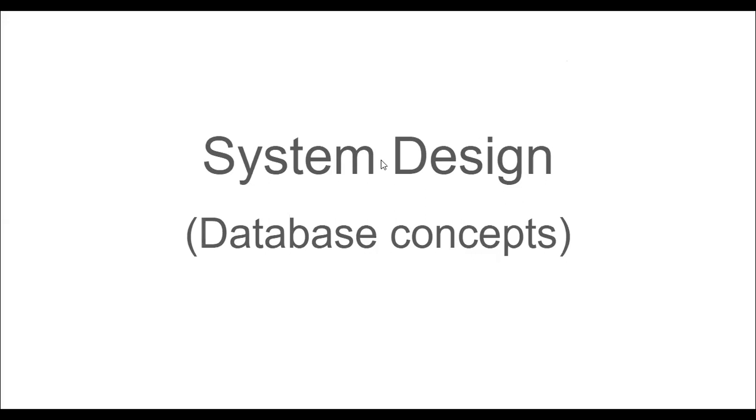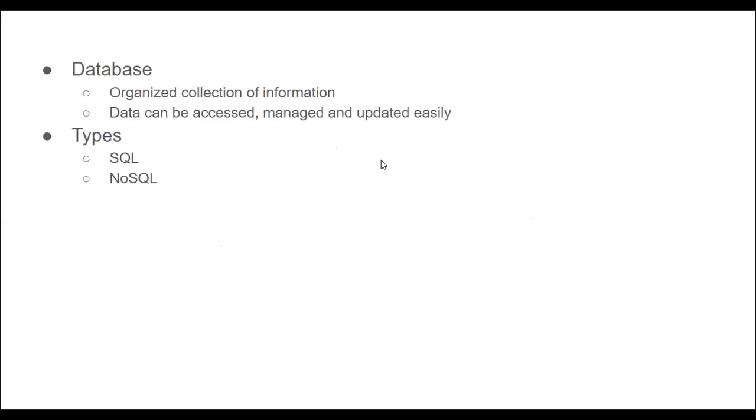In this video, we'll be discussing database concepts in system design. So let's begin. So what is a database? As we already know, a database is an organized collection of information where data can be accessed, managed, and updated easily. There are several types of databases, but the most widely used are of two types: SQL databases and NoSQL databases. SQL databases are relational databases where we have values in rows and columns.